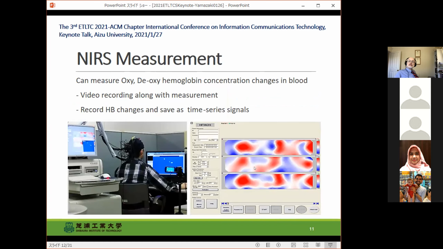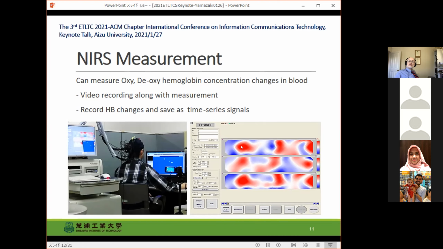This picture shows how this NIRS measurement can be done. NIRS can measure oxyhemoglobin and deoxyhemoglobin concentration changes in the blood in the brain. Also you can do video recording along with the measurement, and the hemoglobin concentration changes can be recorded as a time series signal. So it's very easy to process the signal.